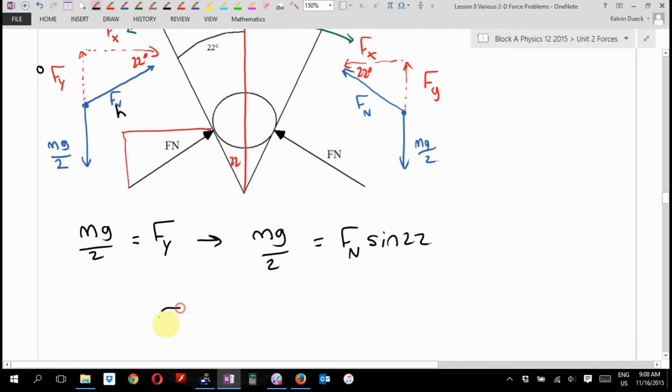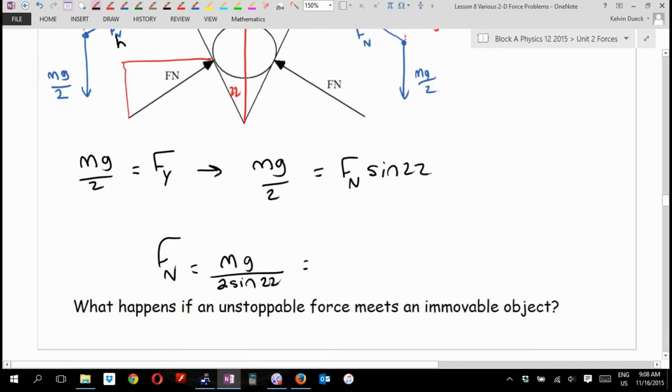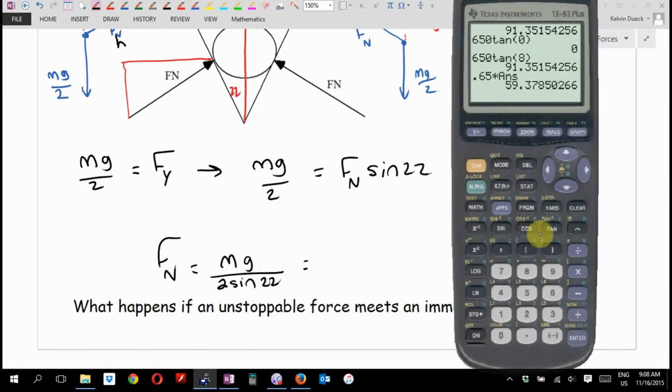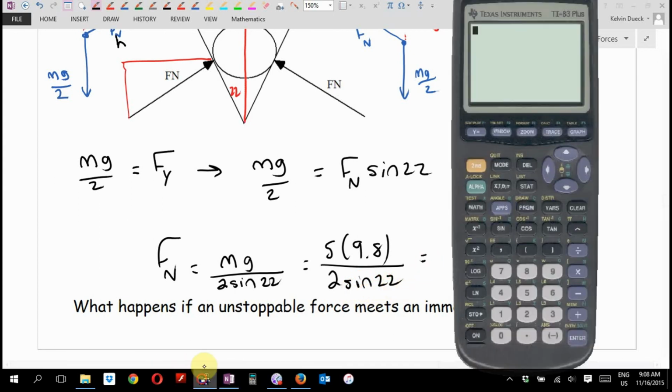Okay. Again, this is tougher than I'd ever ask you on a test, but for what it's worth, we've got the tools to handle it. We have to scratch our brain a little bit and really concentrate and do some visualization here. What was the mass? Let's write my numbers: 5 times 9.8 divided by 2 sine 22.